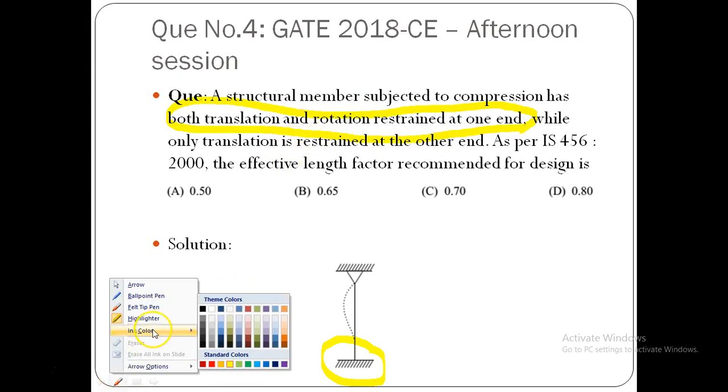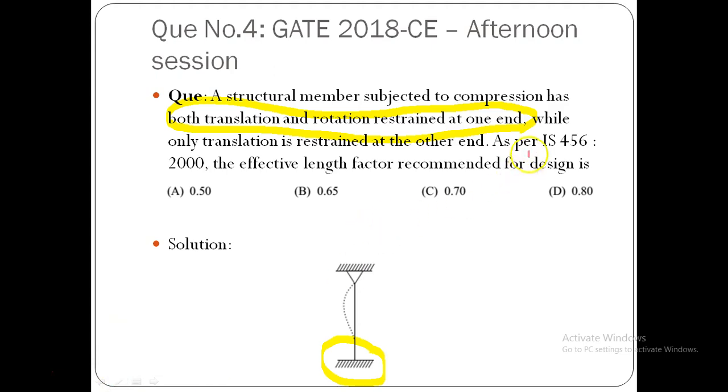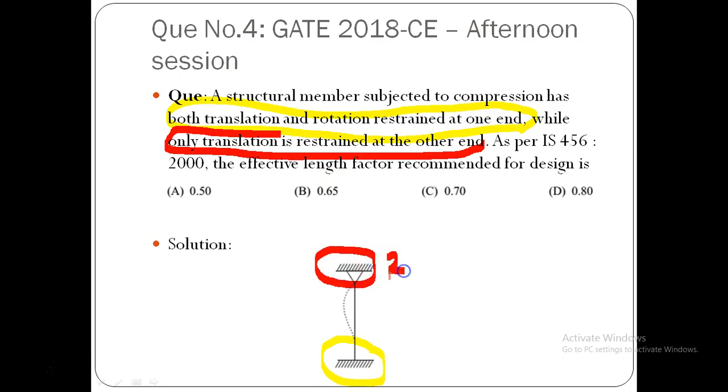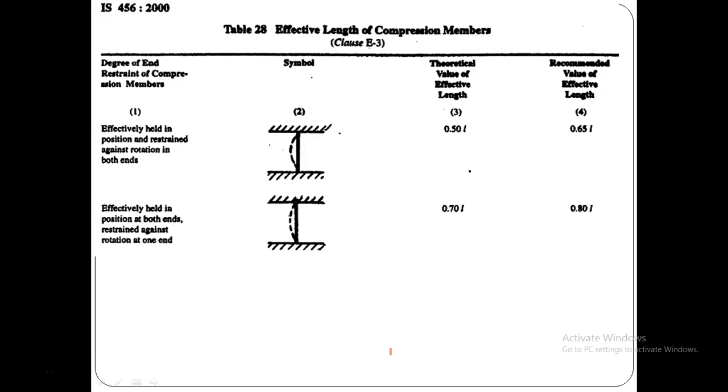Similarly, if we take this second case, that is only translation is restrained at the other end. So this particular case is case number 2, and this was case number 1. So we will see, according to IS 456-2000, Table number 28 suggests the effective length of the compression member. This is what is asked in our question.